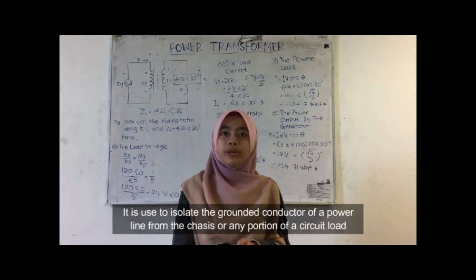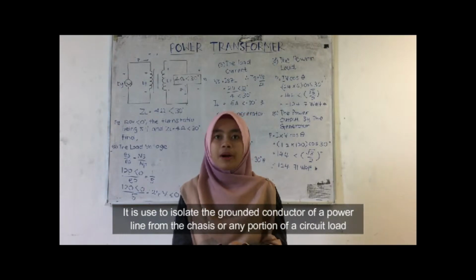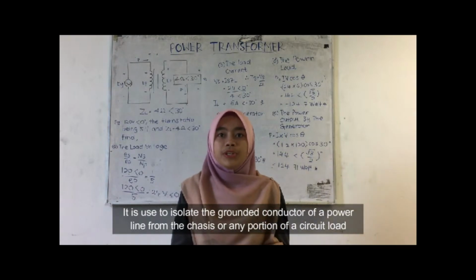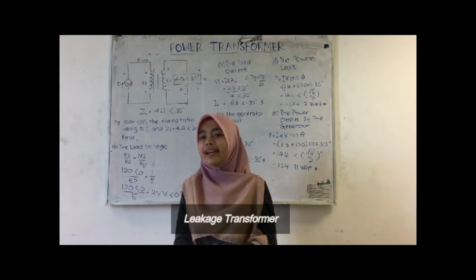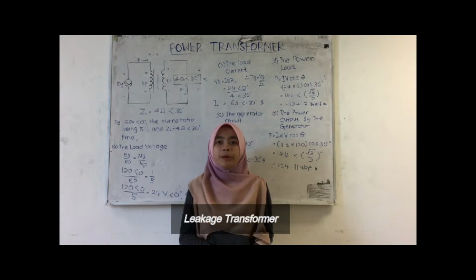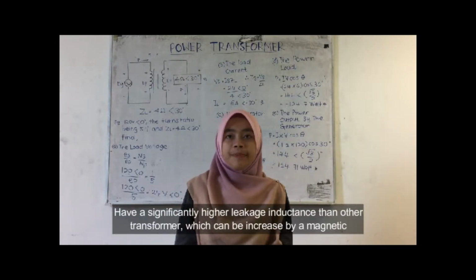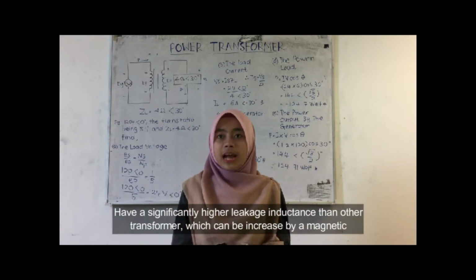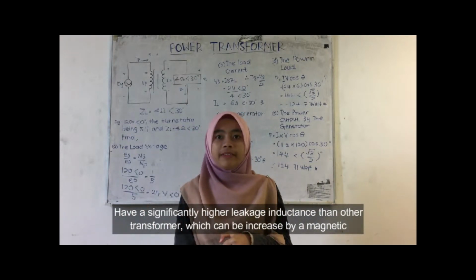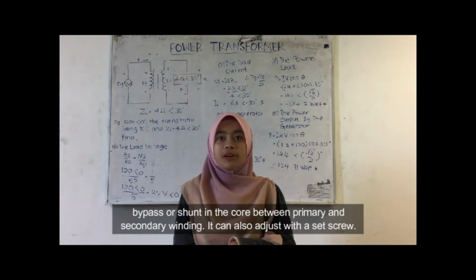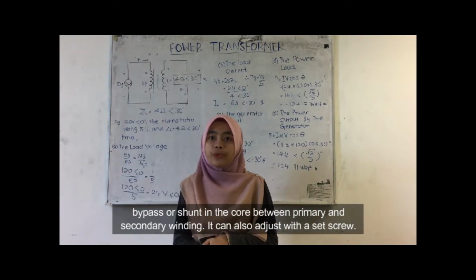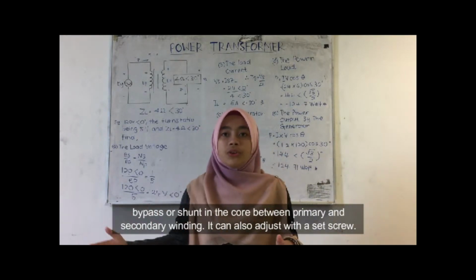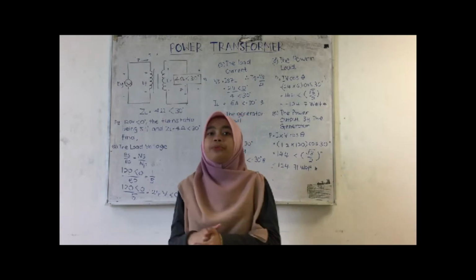It is used to isolate the grounded conductor of a power line from the chassis or a portion of a circuit load. Next is the leakage transformer. Leakage transformer has a significantly higher leakage inductance than other transformers, which can be increased by a magnetic bypass or shunt in the core between primary and secondary winding. It can also be adjusted with a set screw.